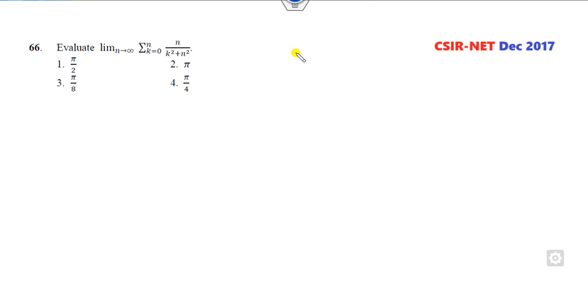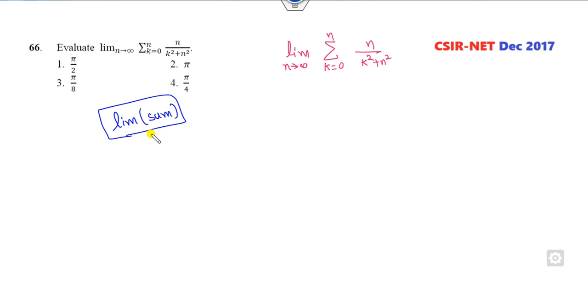Okay, now look at this. A very simple problem is there. Whenever the limit of here, n over k square plus n square. So clearly this is a question related to the limit of a sum. Whenever there is a question of the limit of a sum, we can change it into an integration. How can you change it into integration? I can take n square common from the denominator. So I can write it like this.